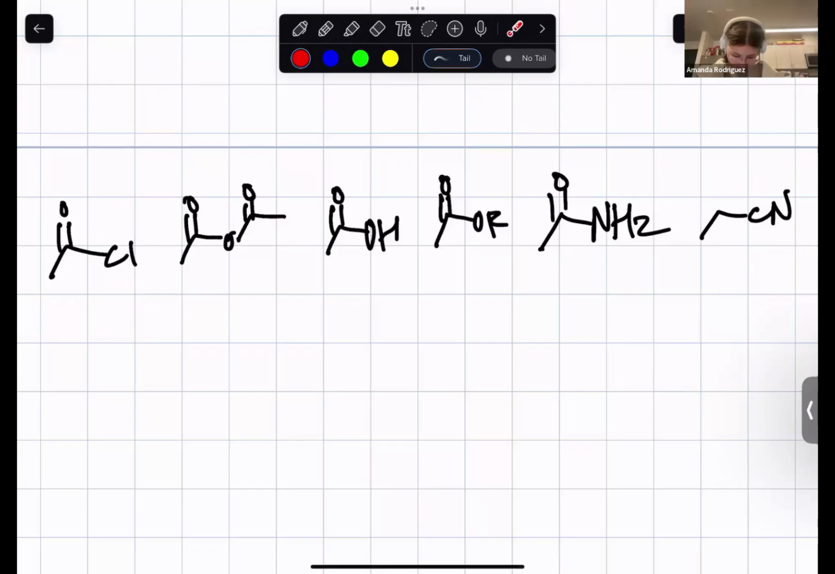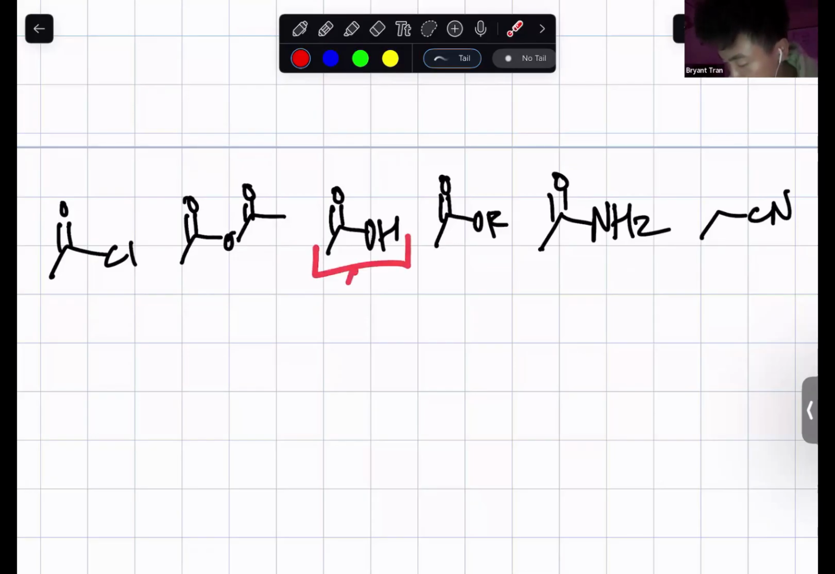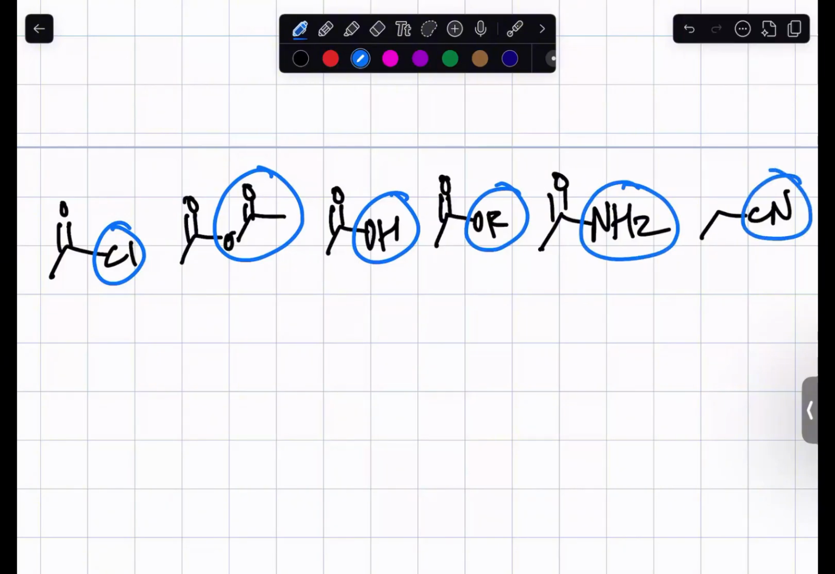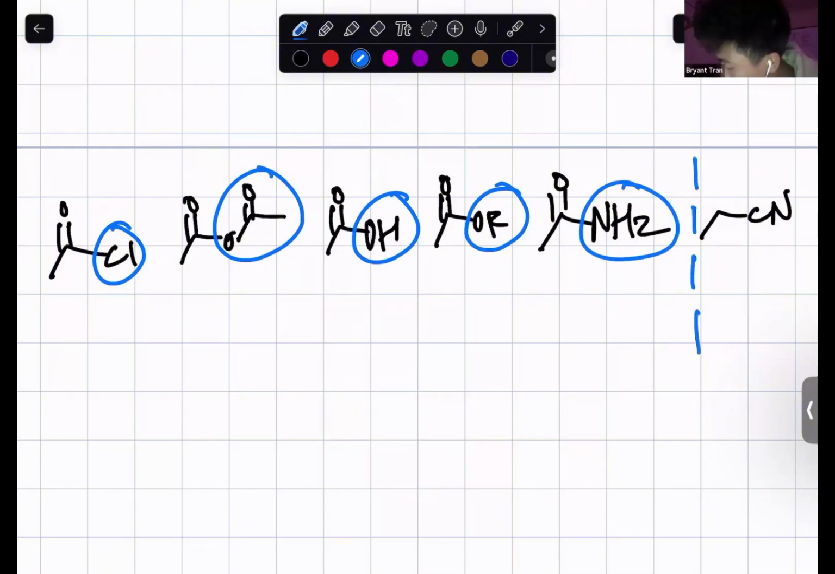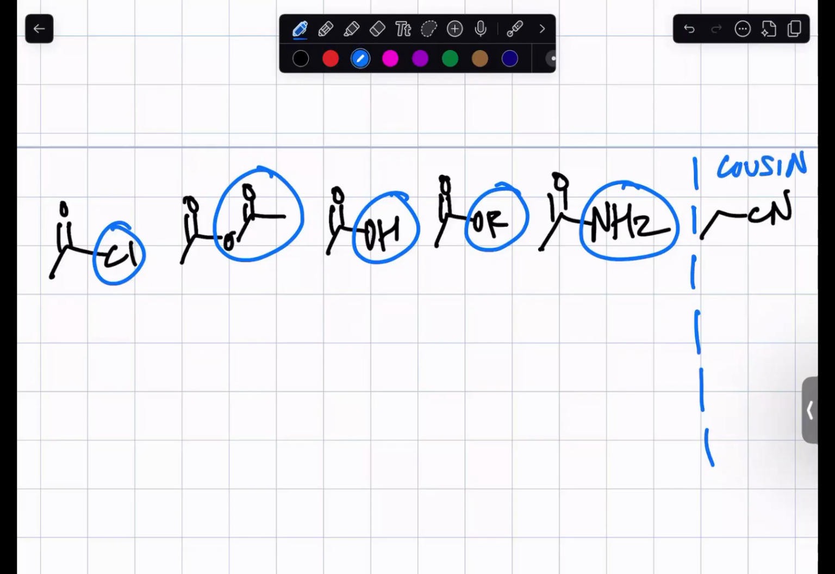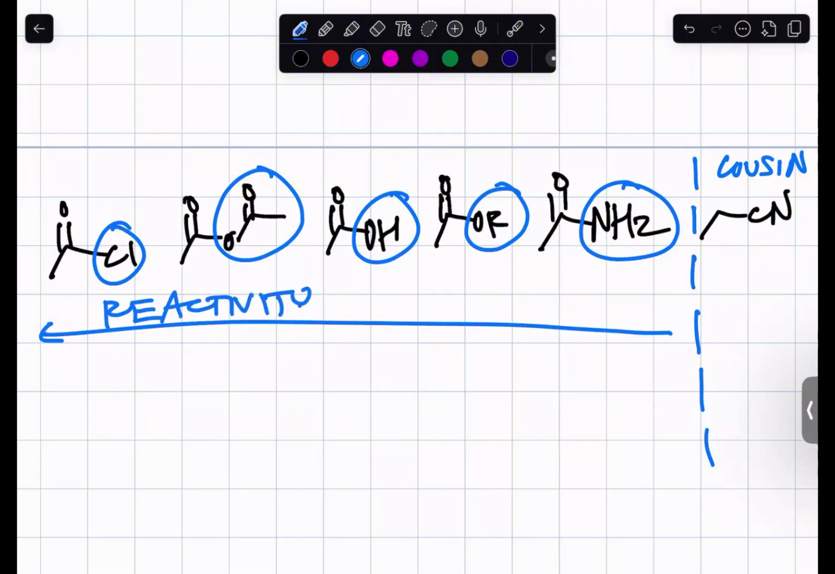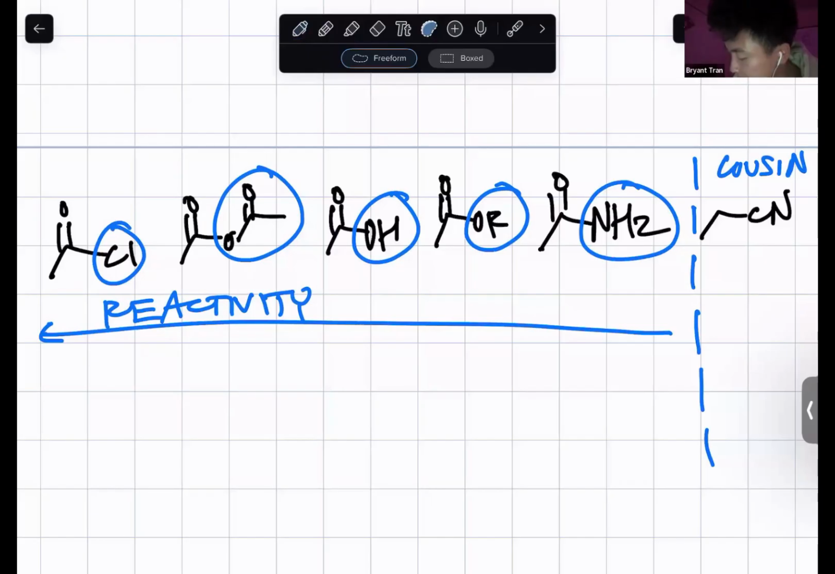Okay. So all of these here are carboxylic acid derivatives, except for this one right here, because this is the carboxylic acid itself. I'm gonna circle the leaving groups, which are these groups right here. The nitrile, we see there's no carbonyl, so we're gonna call this the cousin of the carboxylic acid derivatives. And the way that I drew it is in the order of reactivity, so going from right to left is gonna be increasing in reactivity.